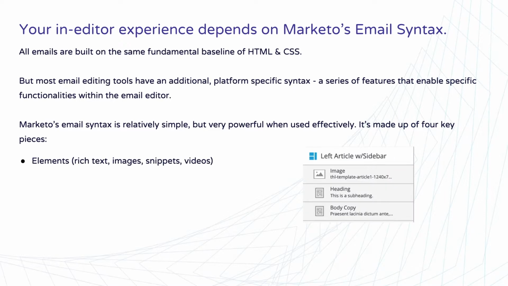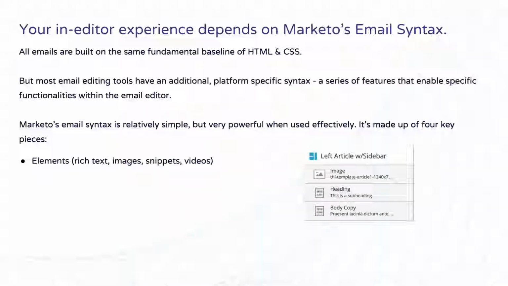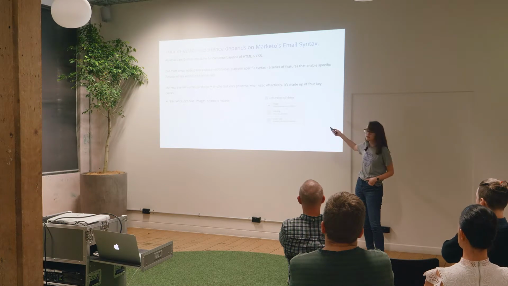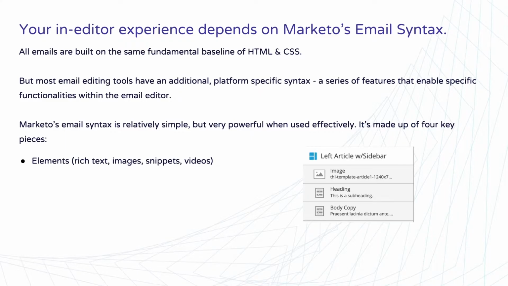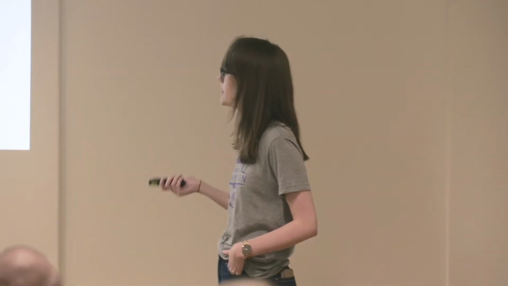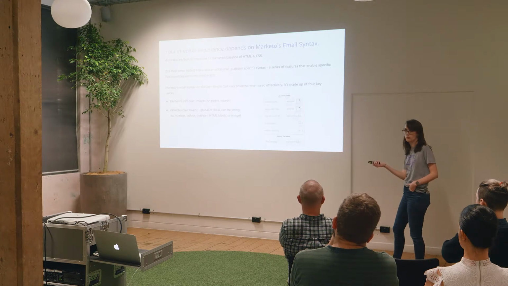It's made up of 4 key pieces. First one is elements. That includes rich text, images, snippets, and videos. When you click into a module in the email editor, this is the sort of thing you should be able to see on the right hand side. Anything that looks like those, that's an element. Variables are basically like tokens. They can be global or local. Global meaning if you set the value anywhere in the template, that value exists and will carry exactly like that. Local meaning the same value can be different within different modules.